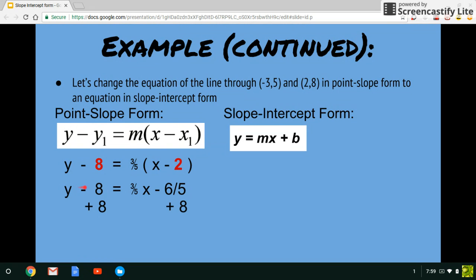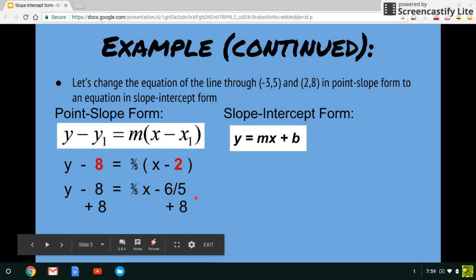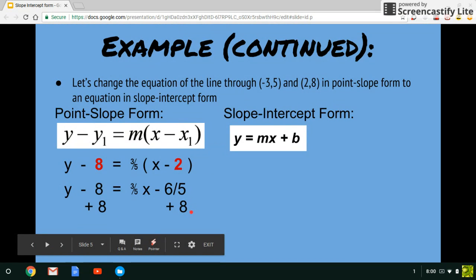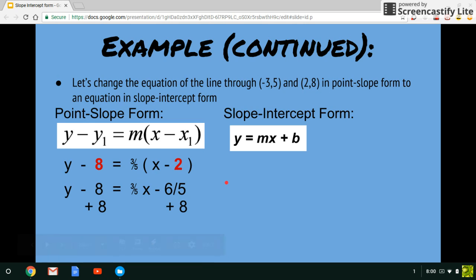So we want to add 8 to both sides to get rid of this minus 8 here. And remember, when we add with fractions, we do need to have a common denominator. Or you can just use your calculator. But if we are doing it with a common denominator, we want to have this be over 5. And so we have to multiply the top and the bottom by 5. So when we do that, we get 40/5 instead of just 8. So we have y equals positive 3/5 x minus 6/5 plus 40/5.